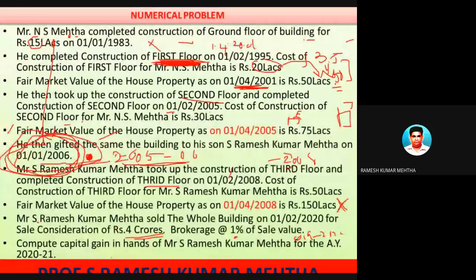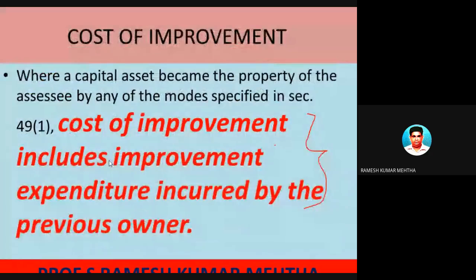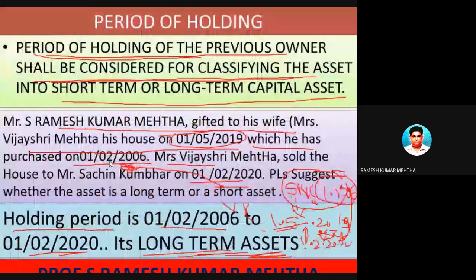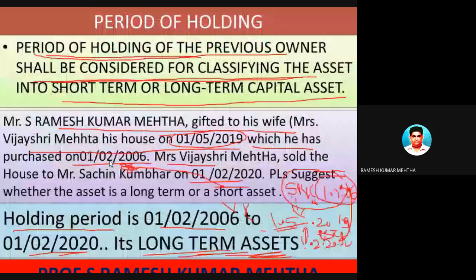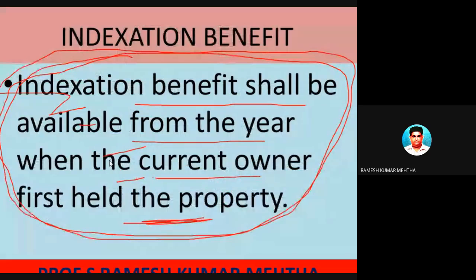So for indexation, I told you the formula. This is the formula for indexation. Indexation benefits shall be available from the year when the current owner first held the property. In this case, Mr. Ramesh Kumar Mehta first held the property in the year 2005-2006. So you have to take 2005-2006.